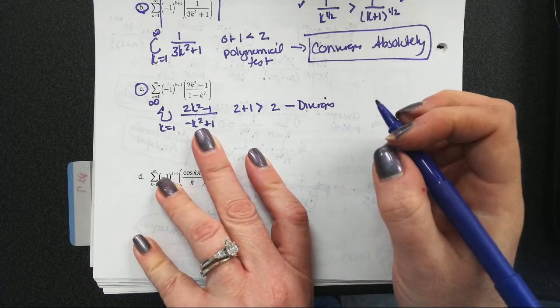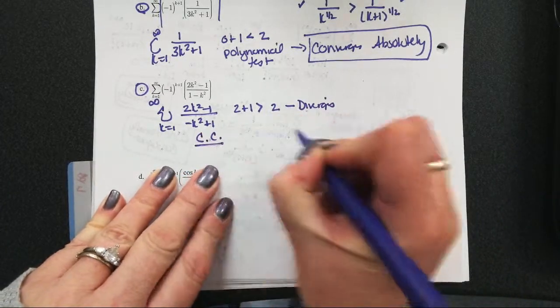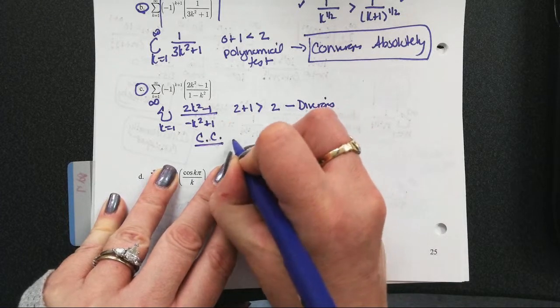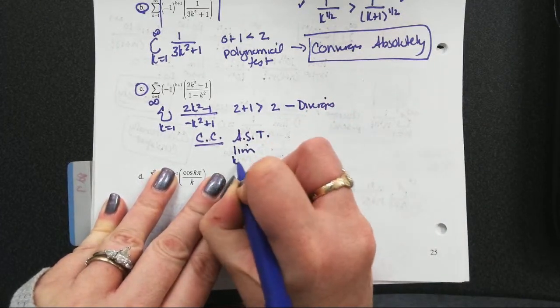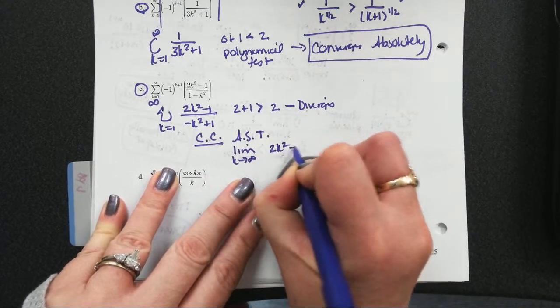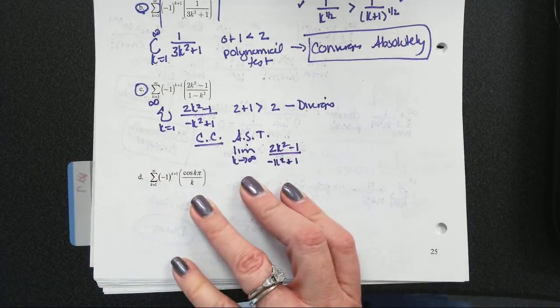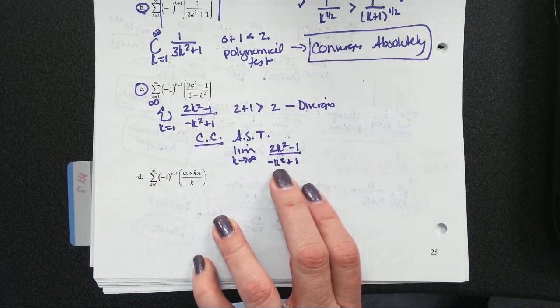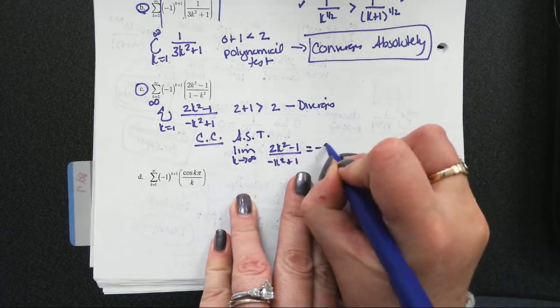So now you have to check for your conditional convergence. To check for your conditional convergence, remember you're going to have to see if it passes your alternating series test. So first we want to find the limit as k approaches infinity of 2k squared minus 1 over negative k squared plus 1. So what is the limit as k is approaching infinity? It is equal to negative 2.